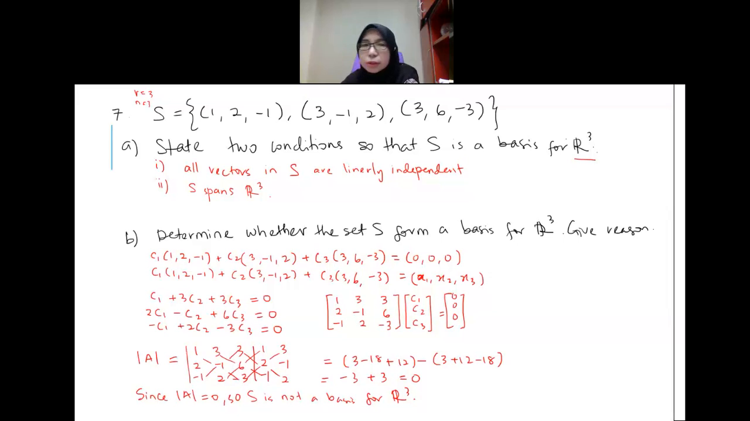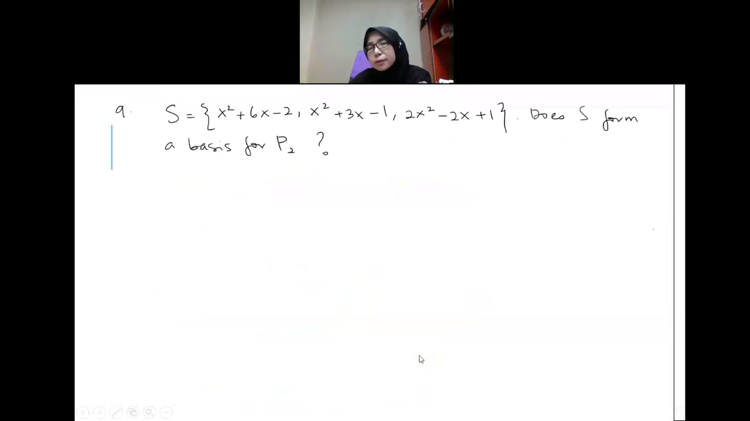Next question, question 9. Basis for P2: whether S is a basis for P2. First of all, you should count the r. What is r? r is the number of vectors in S: 1, 2, 3. So 3. And n is the dimension of P2, polynomials of degree 2, which equals 3. So r equals n, so I know that it must be a square matrix.